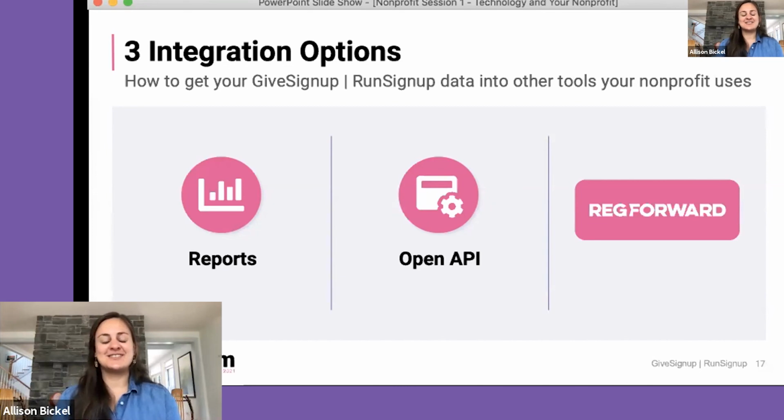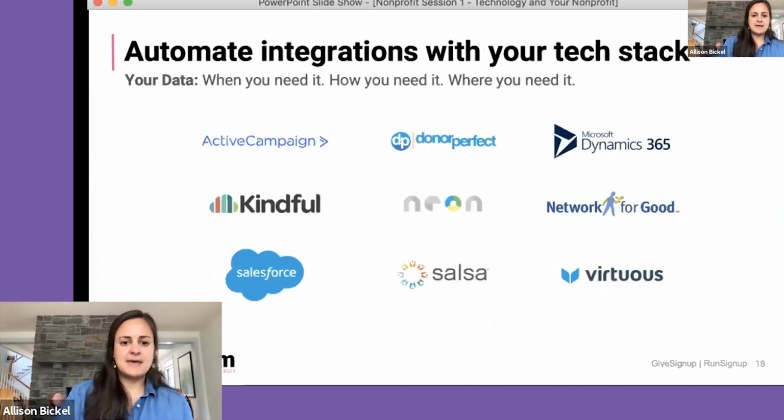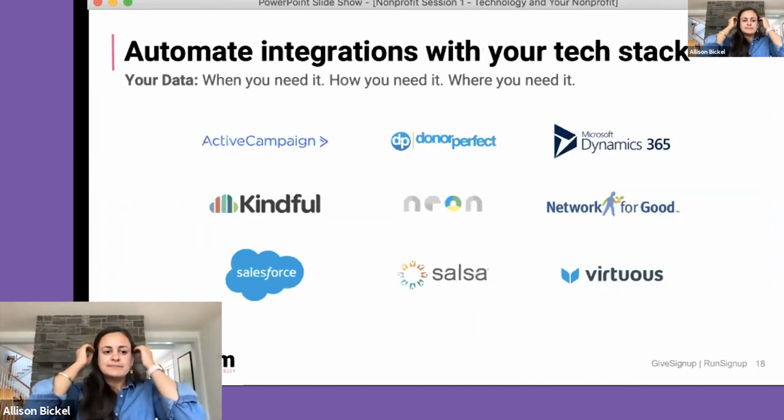But there's directions on how they can get started with building an integration for any data that you want to get into another tool that your nonprofit uses. There's a whole sandbox that they can use, and they're able to contact the email address on there if they need any assistance. And then finally, we have our premier integration partner called RegForward. And I'm going to talk a little bit more about them on the next couple of slides.